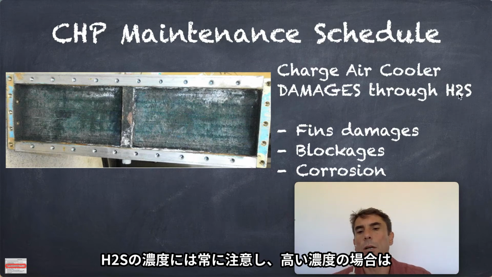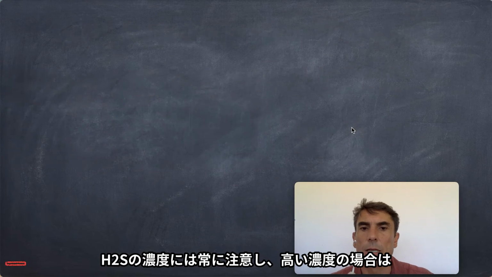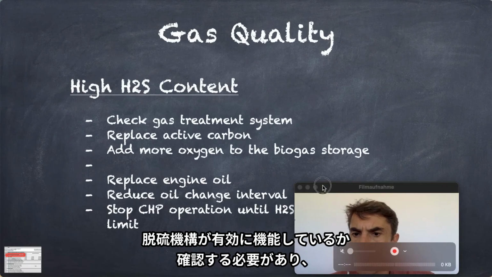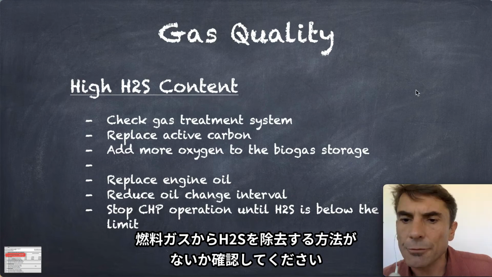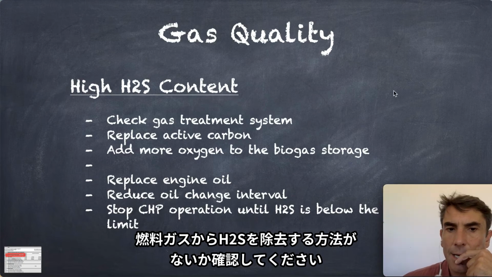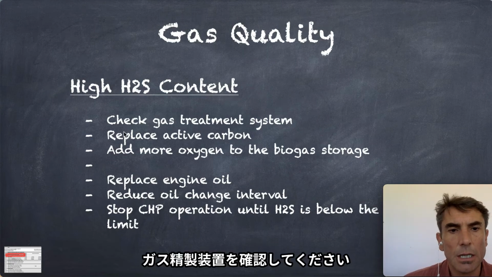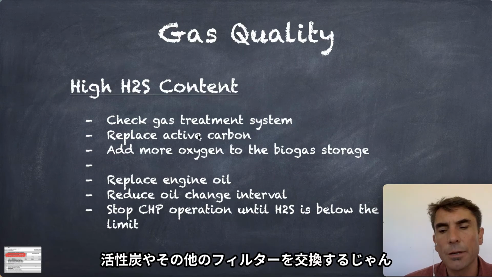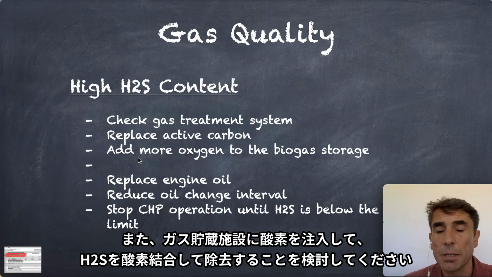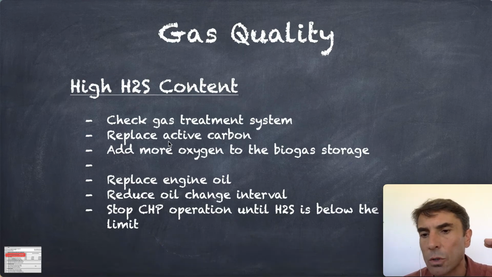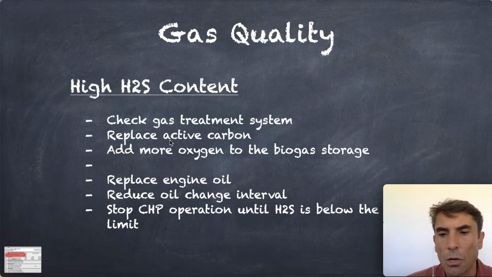So this must be focused on, that we always check the H2S, and in case we have a high H2S content, we have to look at our gas treatment system and try to ensure that we reduce the sulfur content from the gas. So high H2S content, check the gas treatment system, replace the active carbon or whatever other filter system you use, or maybe you use oxygen in the biogas storage to reduce the H2S content. In this case, increase the amount of oxygen that gets blown into the gas storage.